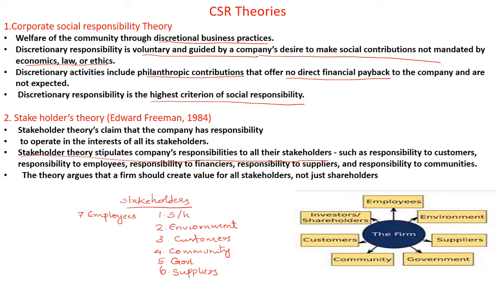It stipulates the responsibility towards customers, how they should be responsible to customers. They should provide customers with good quality products at reasonable and affordable prices. Then responsibility towards employees: employees should be treated well, compensated well, and provided fair wages, right? Then responsibility towards financiers: the company has to pay back the amount or make a transparent deal with them, right?